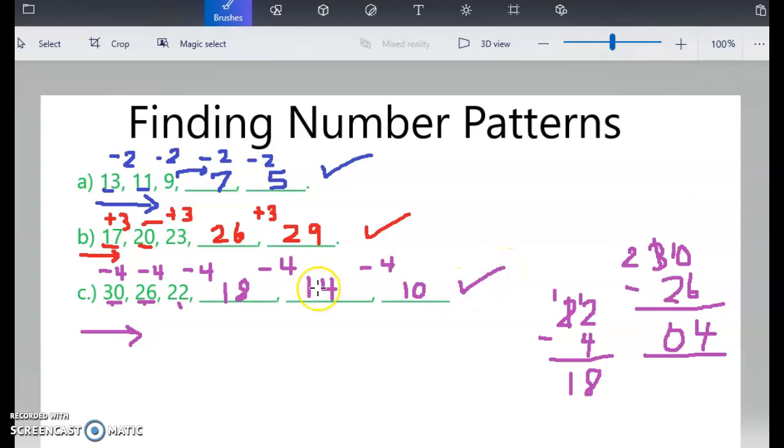Now when you're doing your work, please write the rule on top. I need to see if you found the rule. The rule would be if you're taking away 2, add in 3, taking away 4, write it on the top, and then you fill in your answer. That way I can see exactly what you're doing. So go ahead and move on to the next slide.